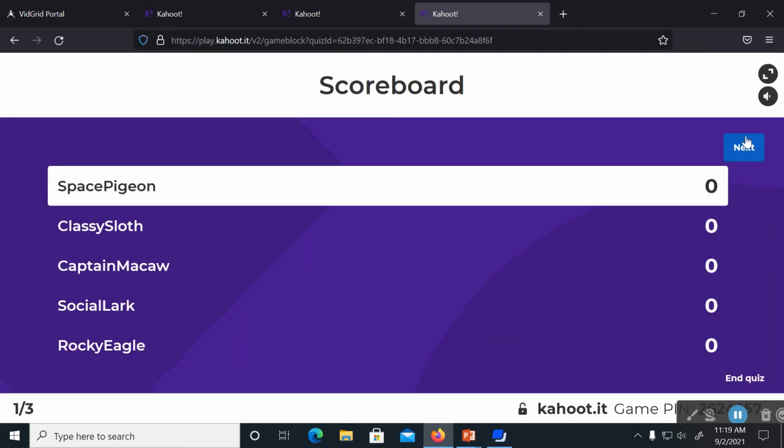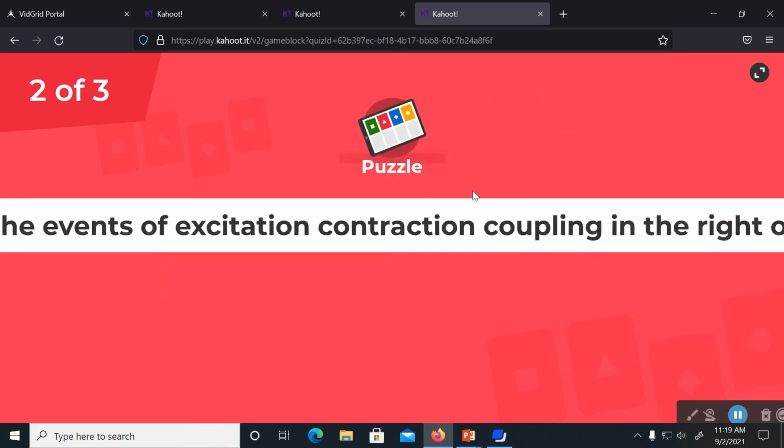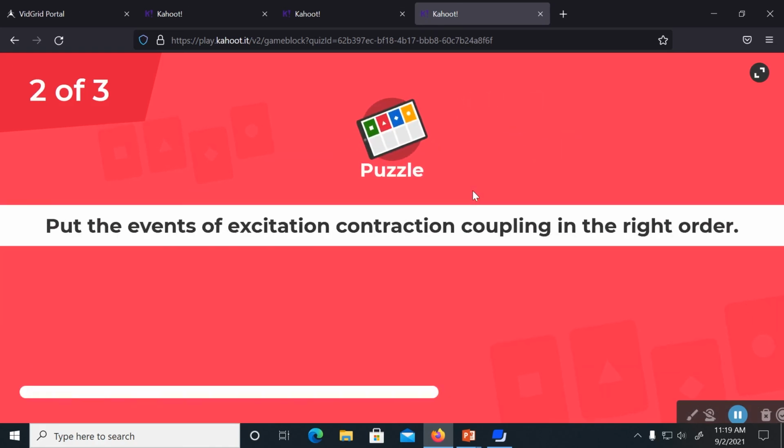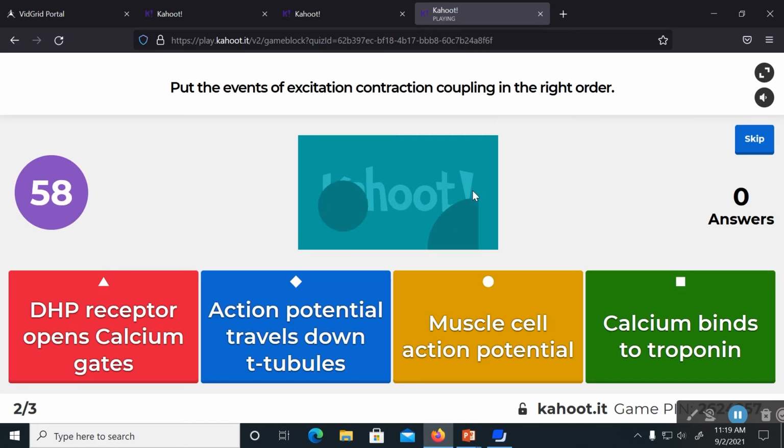Okay, next one. Oh, we have a space crane and a space pigeon on this one. Very nice. Okay. Another puzzle. Put the events of excitation, contraction, coupling in the right order. And in case you forgot, okay, that's action potential to contraction, right?